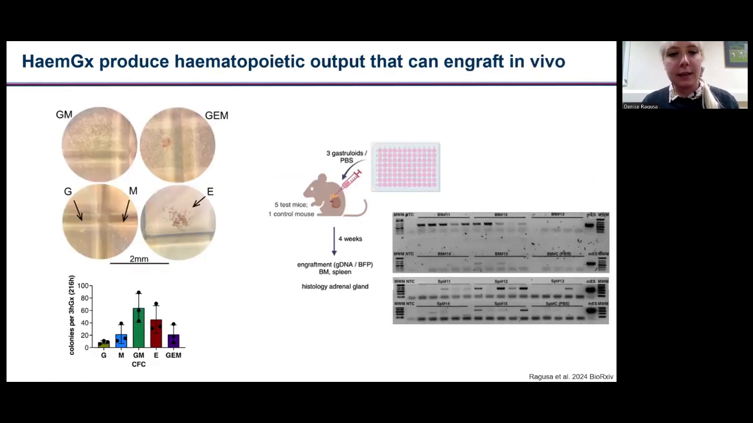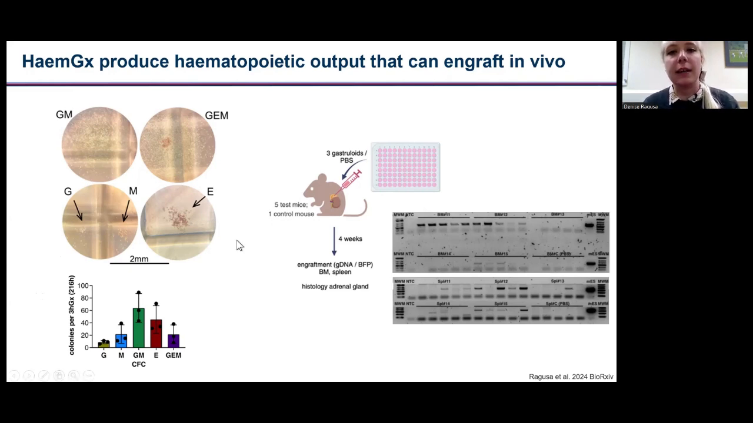And then finally, we can also see that the output that we get from the gastruloids at endpoint, so at the very end, at 216 hours, are able to form classical colonies. Those who are involved in hematology will recognize these, at a frequency that is comparable to what hematopoietic progenitors would give rise to.